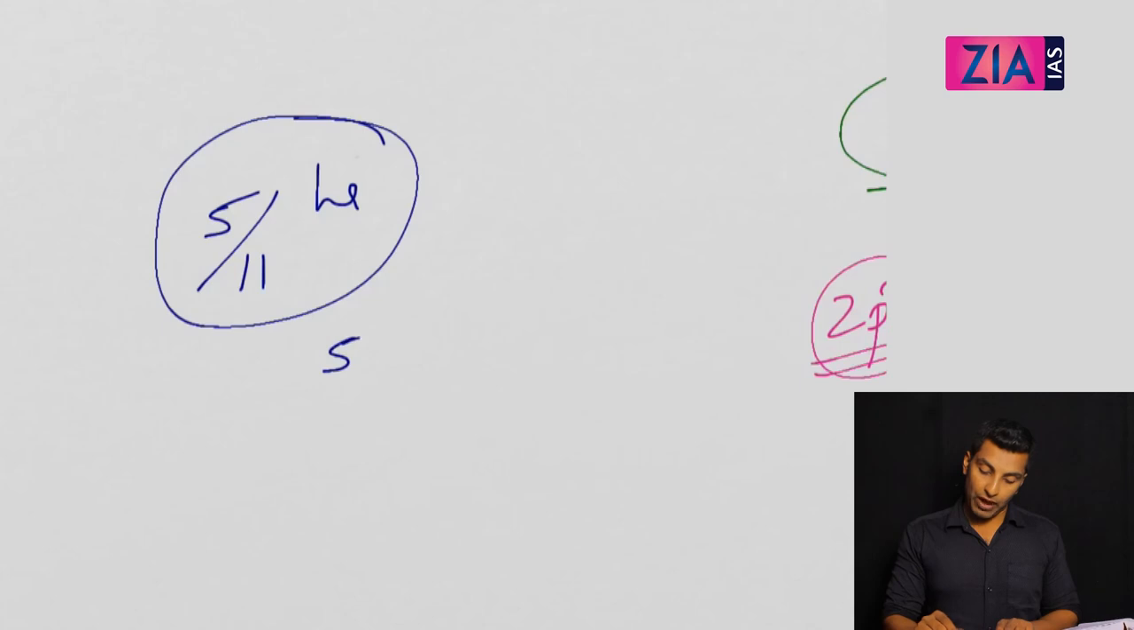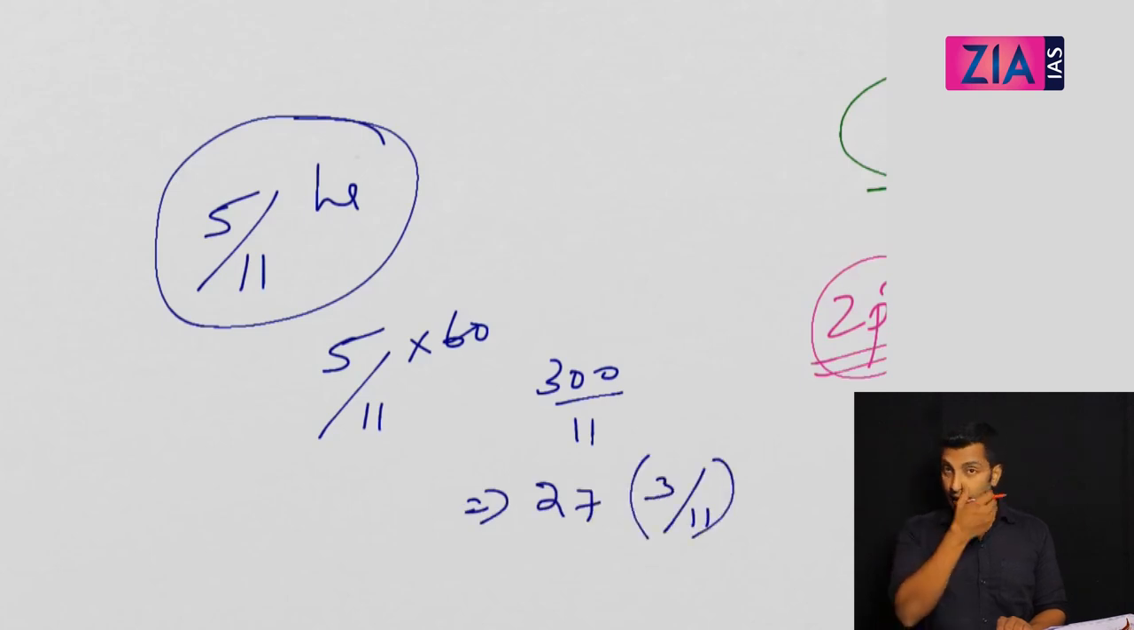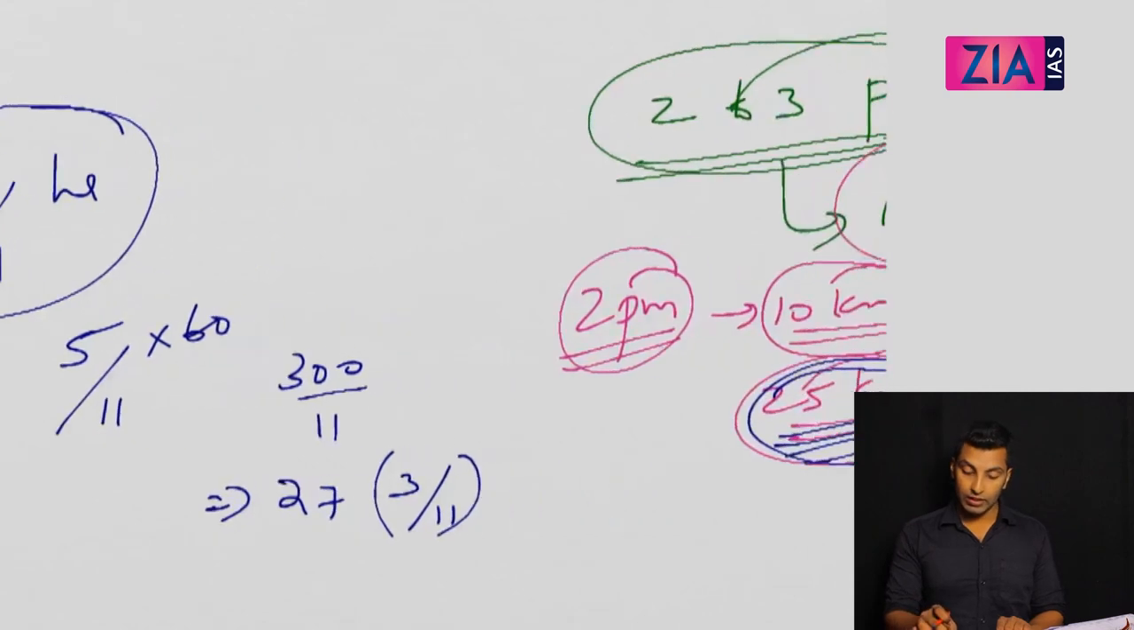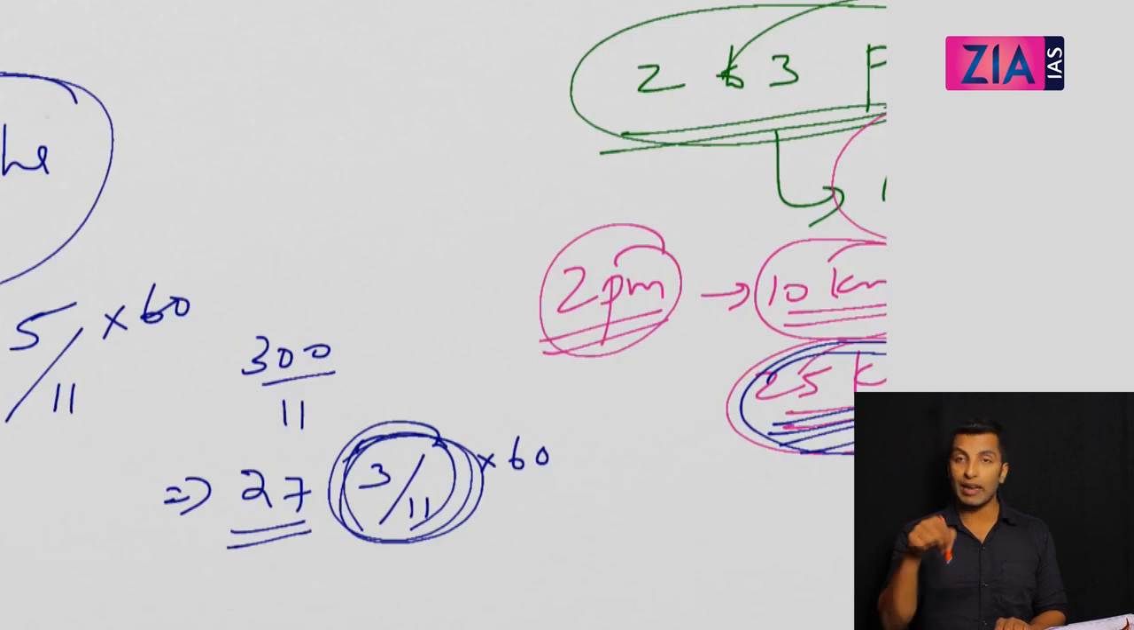So just 5 by 11 into 60. So 300 by 11. What you get here is 27 minutes and 3 by 11. Okay, 27 and 3 by 11 minutes is what you get. Now this 3 by 11, you can convert into seconds. Again just multiply with 60, because this 3 by 11 is in minutes. 27 and 3 by 11 minutes.